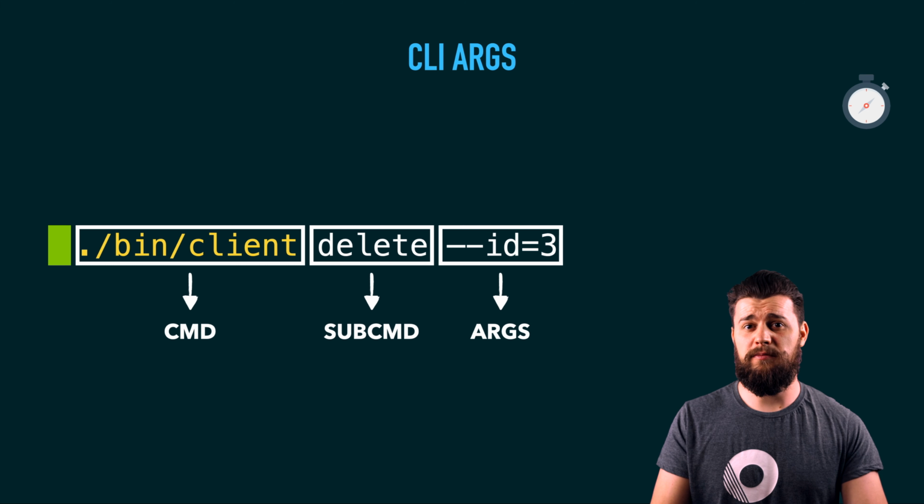So in our case, the executable or the binary is bin client. The command itself is going to be, for example, delete, and we have a couple of flags, for example, ID. So basically the ID is the flag or the parameter for the command delete. That is an example of a command which we're going to run from the terminal.